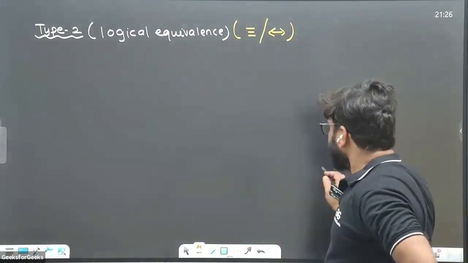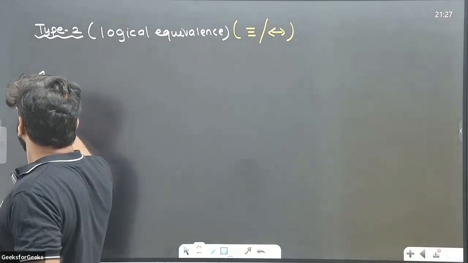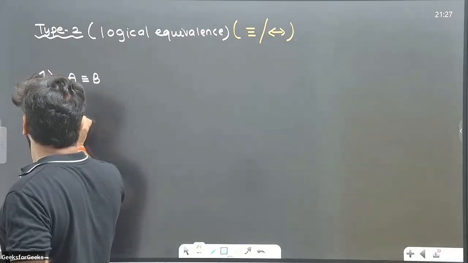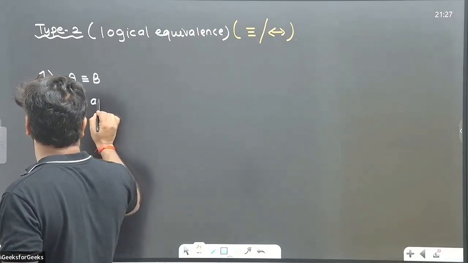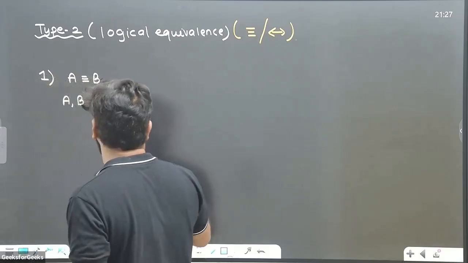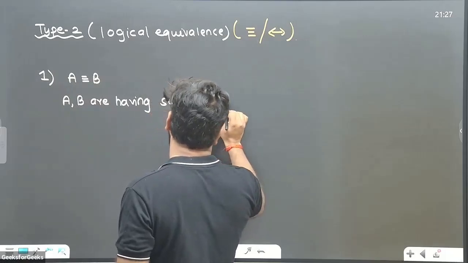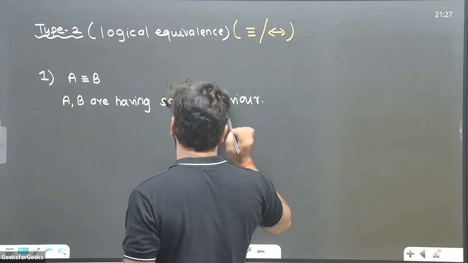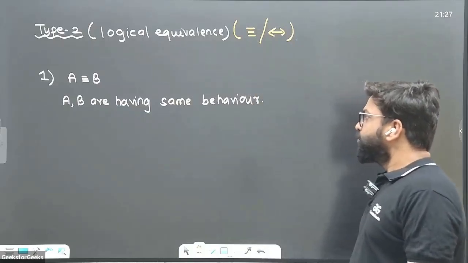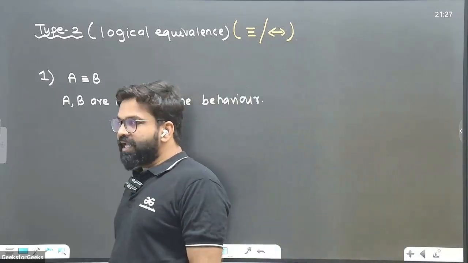Yesterday I taught you two or three different things. For example, A is logically equivalent to B when A and B have the same behavior. Whenever A and B have the same behavior, you can use this concept, where A is logically equivalent to B. This is the first point you have to understand: A and B have the same behavior.